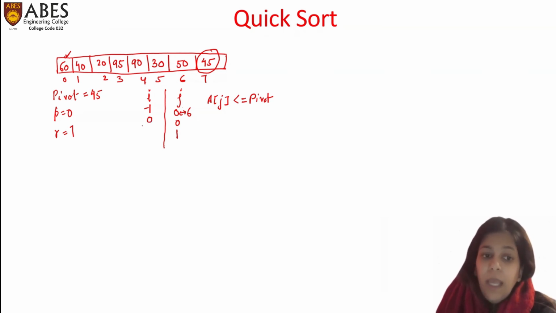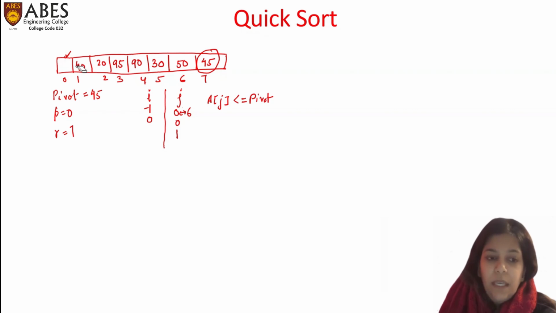Now it becomes 0. And now we are going to exchange the numbers A[i] and A[j]. Now on exchanging the numbers A[i] and A[j], when we swap these values, this will become 40 and this will become 60, right? Again, we are going to increment the value of j such that the value of j will become 2. Now, again, we will check whether A[j] is greater than pivot.